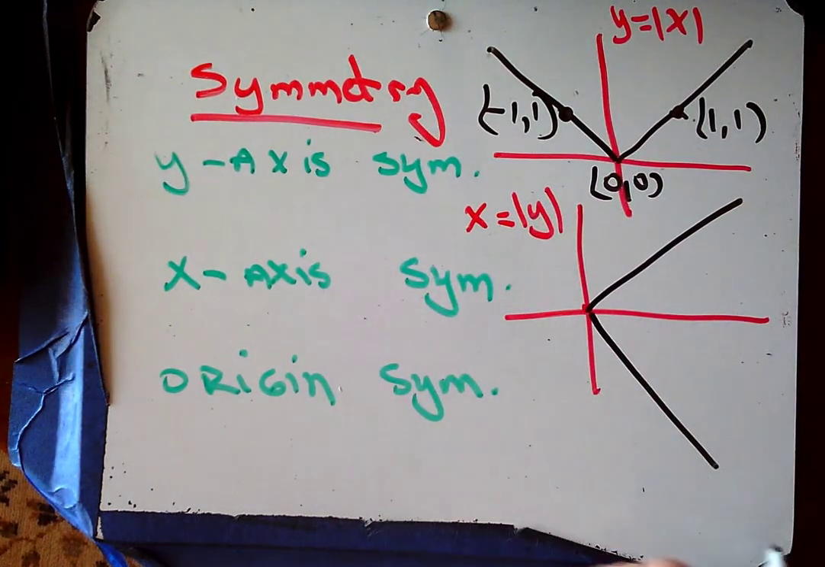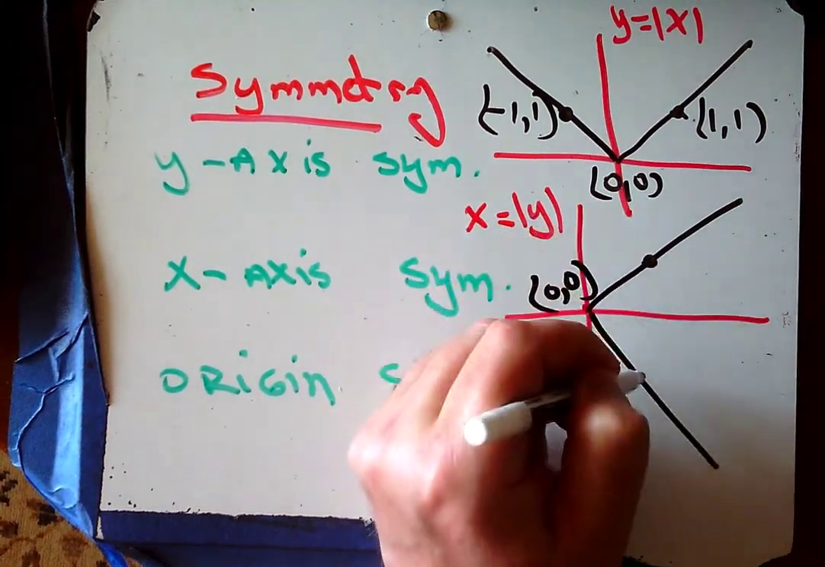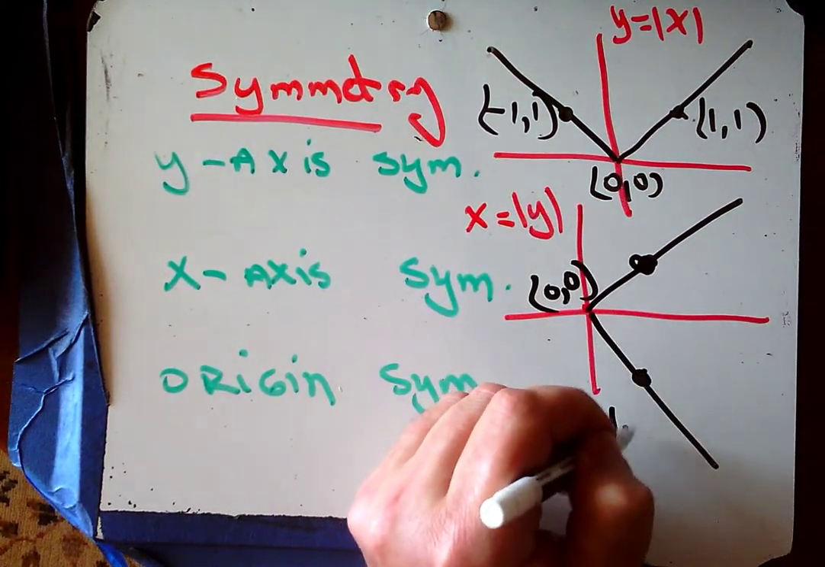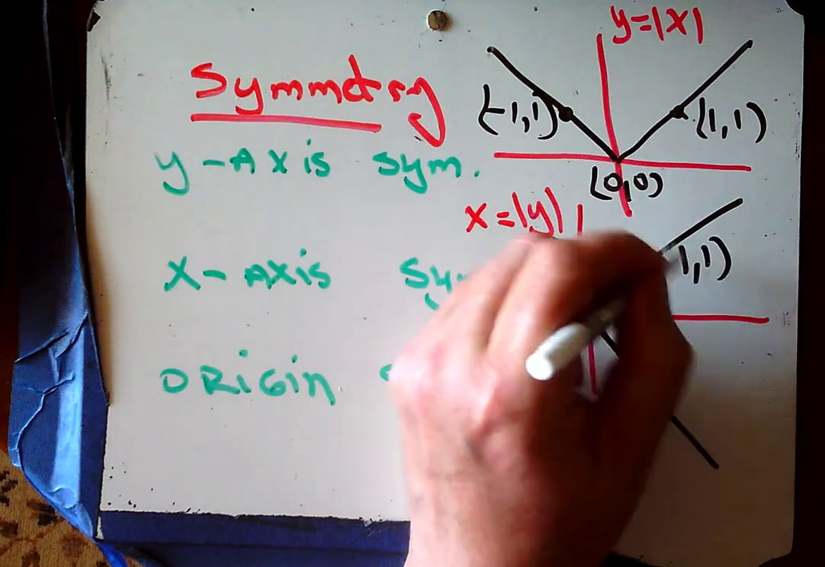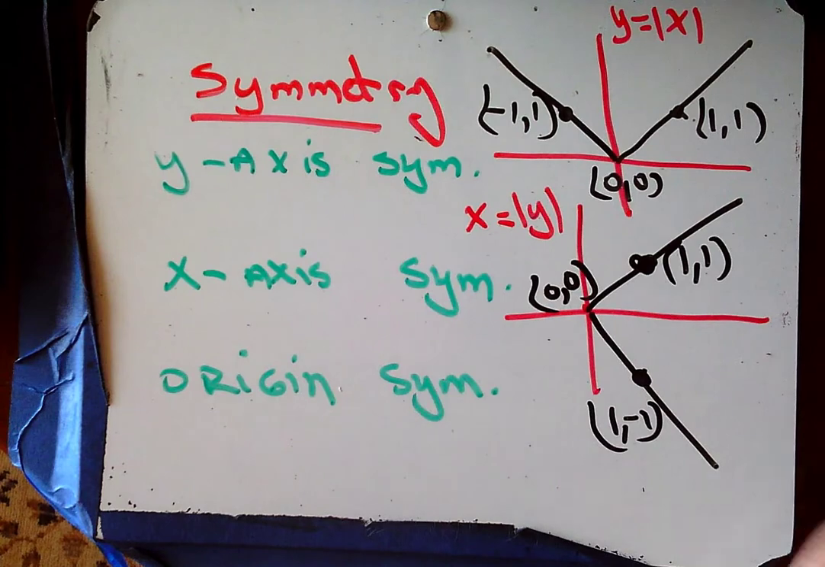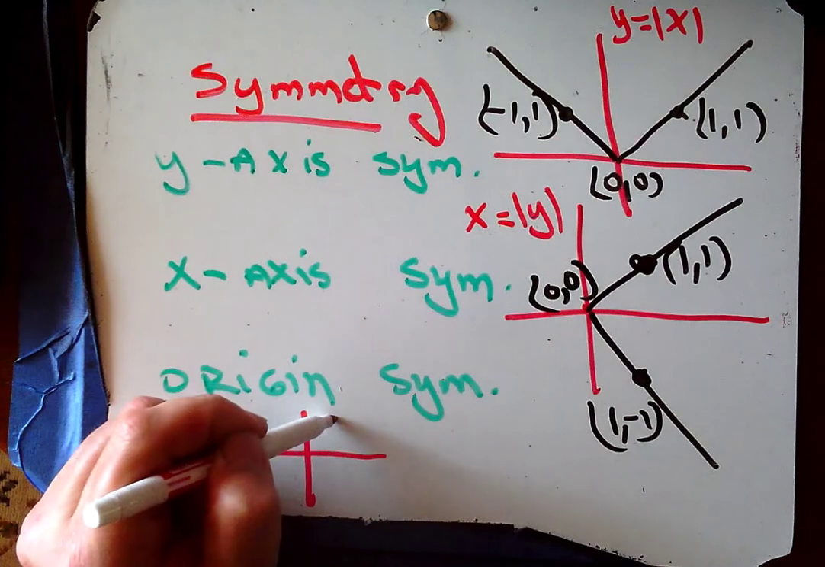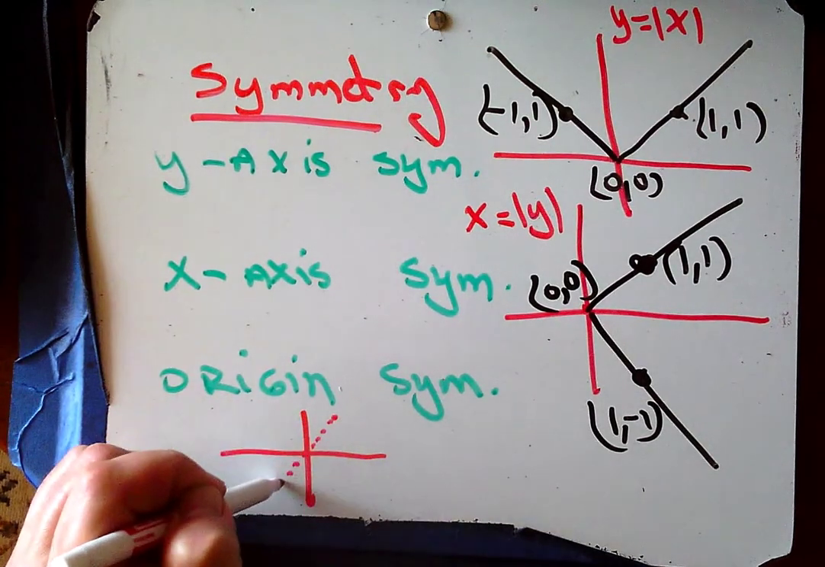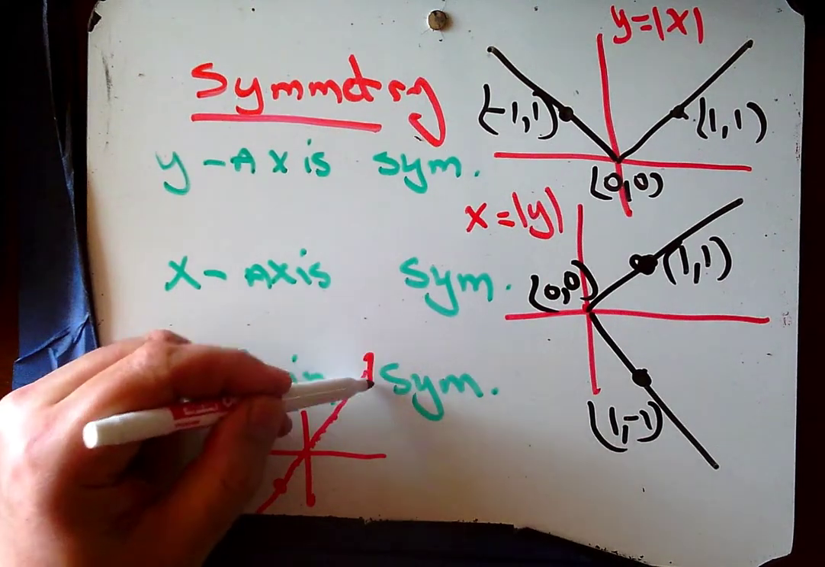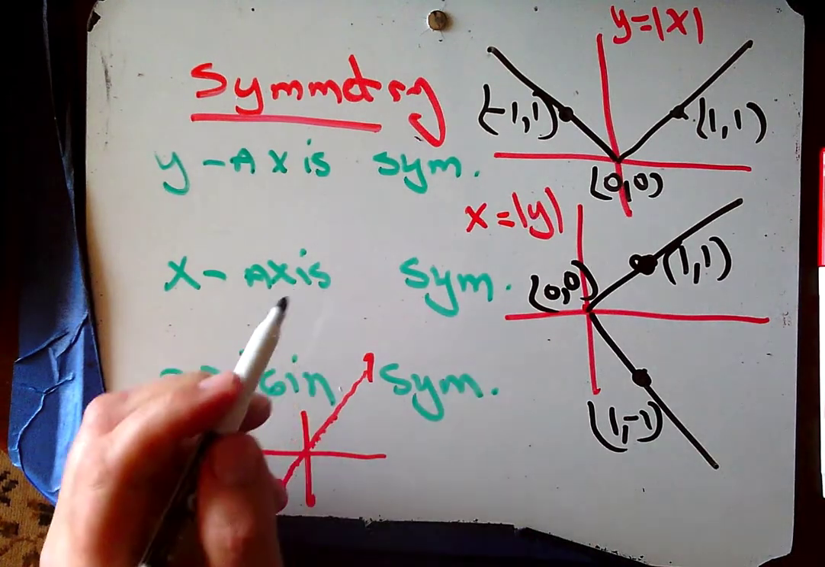Does this have y-axis symmetry? No. This point reflects down to this point. So we've got one negative one, and we have one positive one. This is an example of x-axis symmetry, where we're folding across the x-axis. And finally, origin symmetry is where we take a point and we reflect it through the origin. Now, that's certainly true with something like y equals x, but origin symmetry shows up in lots of situations.